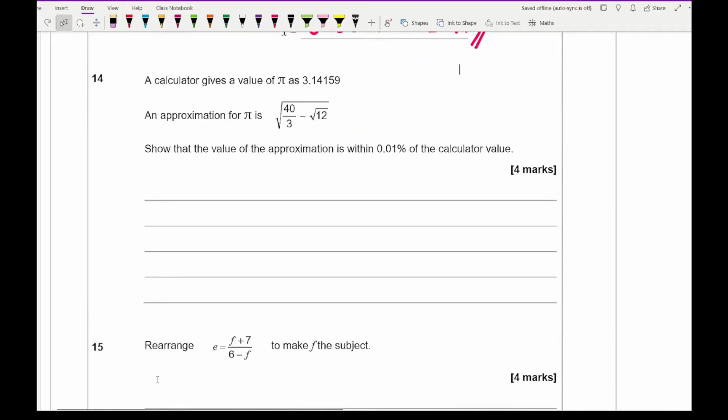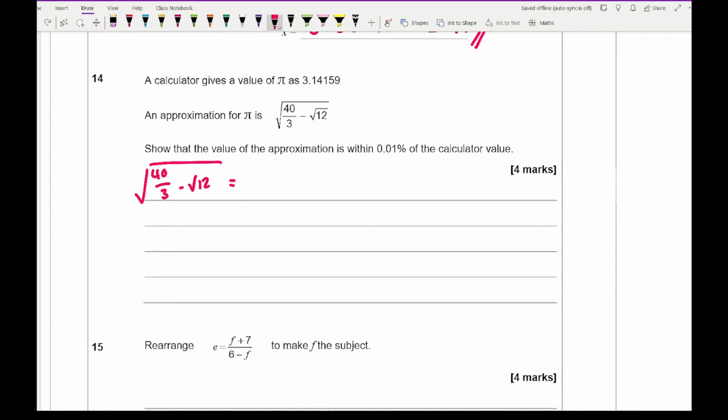Moving on to question 14, it says that a calculator gives a value of pi as 3.14159. An approximation of pi is the square root of 40 over 3 minus root 12, and it says show that the value of the approximation is within 0.01% of the calculator value. So what we need to do is actually type this into our calculator. So here, if we type in 40 over 3 minus root 12, all rooted, into our calculator, I should get an answer. I'm going to do this right now.